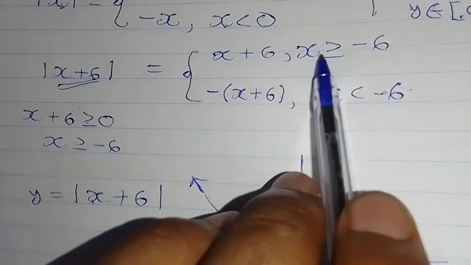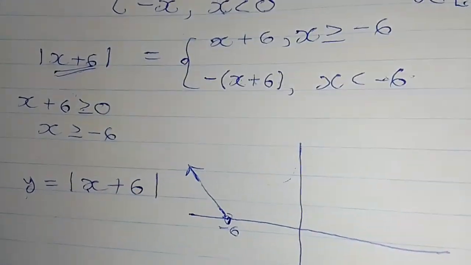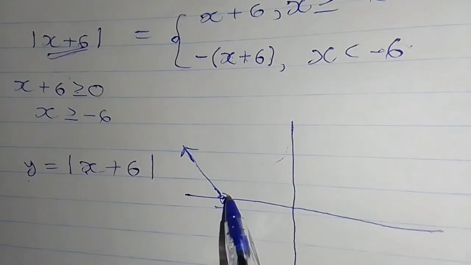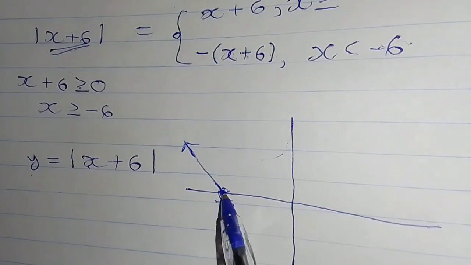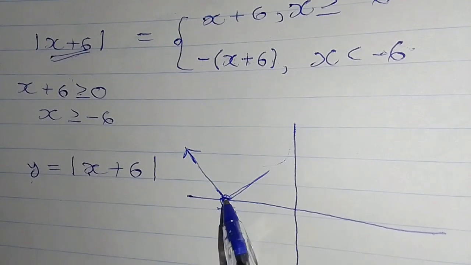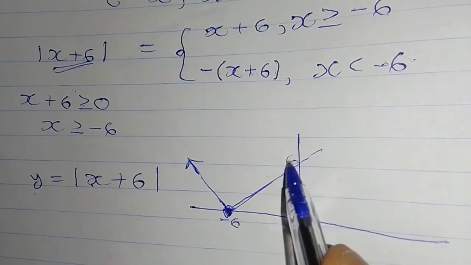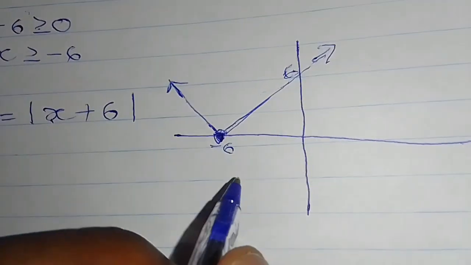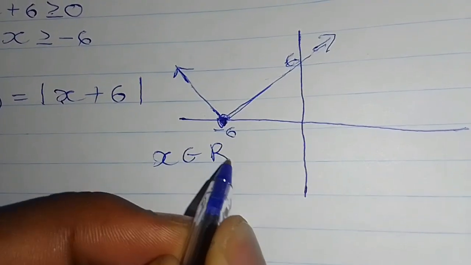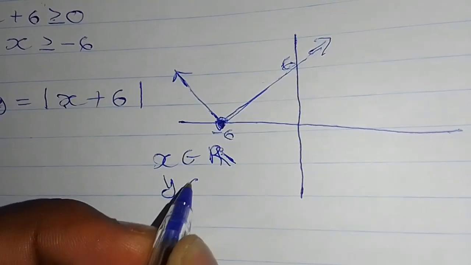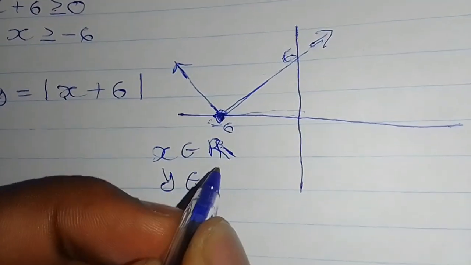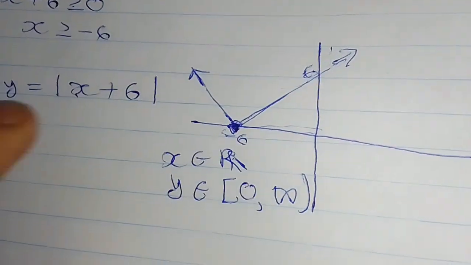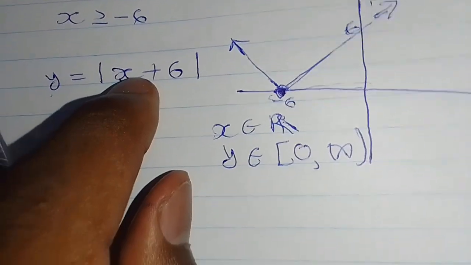And then for x equal or greater than minus 6, we have x plus 6. What does the graph of x plus 6 look like? It's going to continue from here and then proceed like that, and where x is 0, we pass through 6, and it's going to continue in that direction. So the domain is still all real numbers, and for the range, the minimum y value is 0, and it's included. So it goes from 0 to infinity. That will be the absolute value of x plus 6.